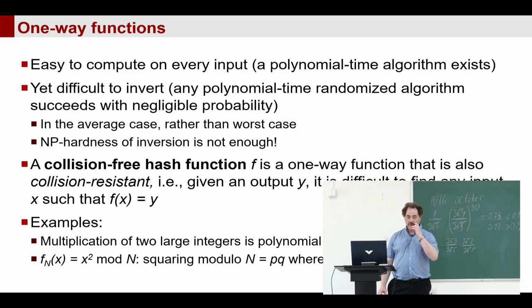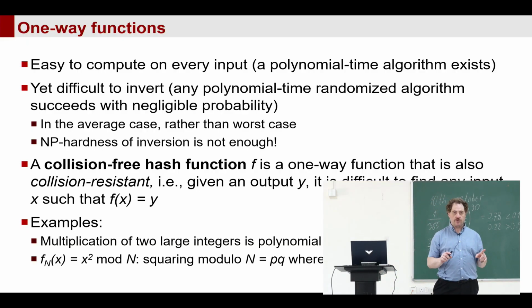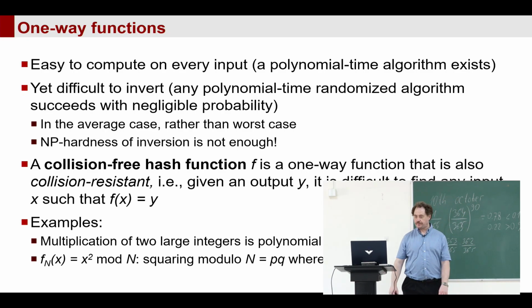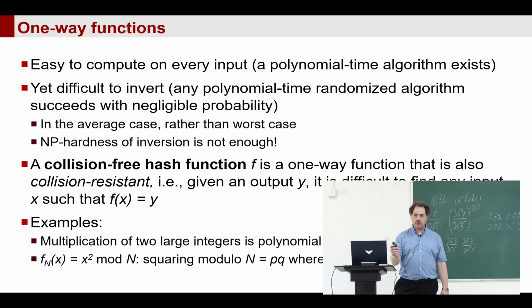We already mentioned one-way functions. Easy to compute on every input. What is easy to compute? It means there is a polynomial time algorithm to compute. Yet difficult to invert, meaning given the output, it's very difficult to find the input on which the function was applied to produce that output. Any polynomial time randomized algorithm succeeds with negligible probability, given the output, to find the original input.